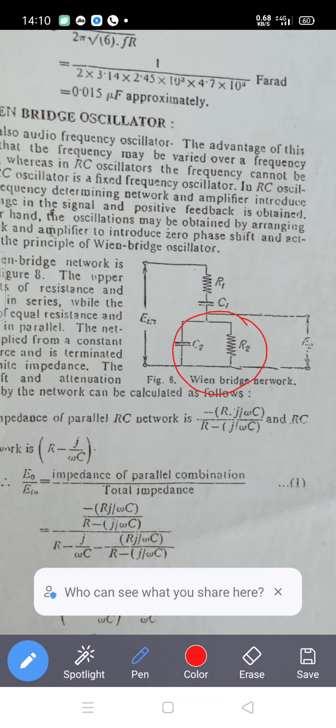The lower arm has equal resistance and capacitance in parallel. So this is the lower arm. The network is supplied from a constant voltage source and is terminated in an infinite impedance. The phase shift and the attenuation introduced by the network can be calculated as follows. So in the upper arm R1 and C1 are in series, whereas in the lower arm C2 and R2 are in parallel.